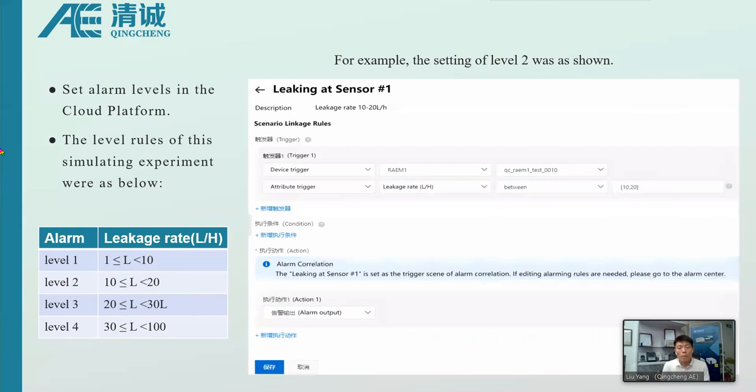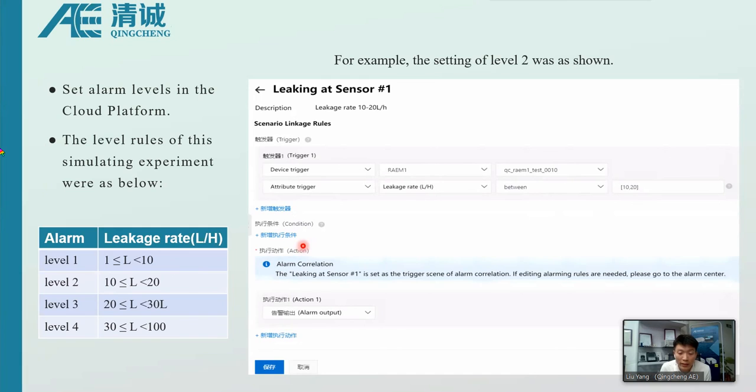And also, we could set alarm levels in the cloud platform, and the level rules of this simulated experiment were as below. It's level 1 to 4, with the corresponding leakage rate. This red picture is an example of the setting of level 2. We can see here we have trigger 1, and we can also add some other triggers. This is the leakage rate, between 10 to 20. That means level 2.